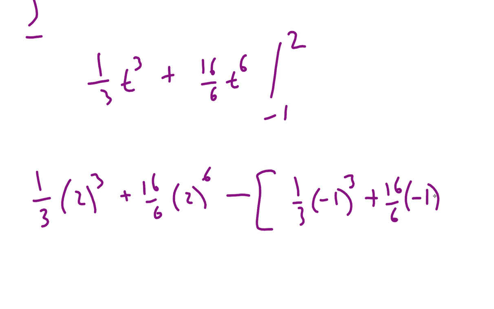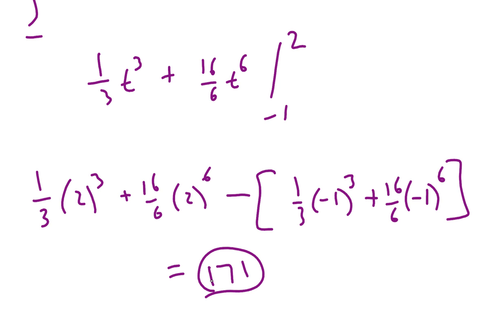Now that's just bashing through some arithmetic, so I'm going to let you do that. Why don't you pause the video for a minute and calculate it and see what you get. I ended up getting 171. Okay, so that's the value of the line integral. It's positive. This means the vector field helped us a little bit along the way.